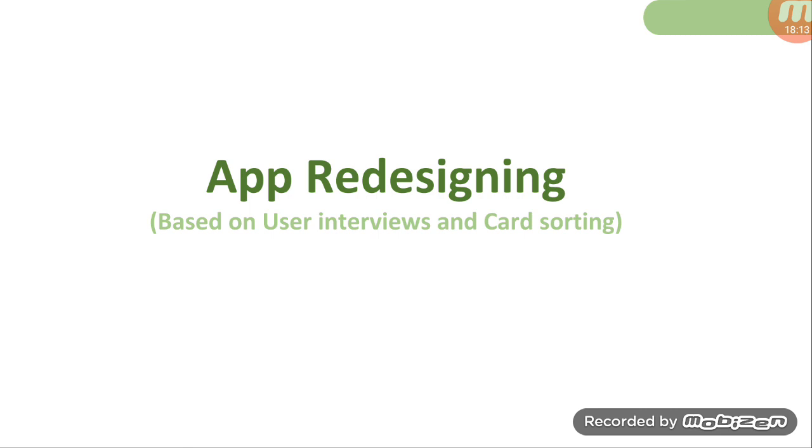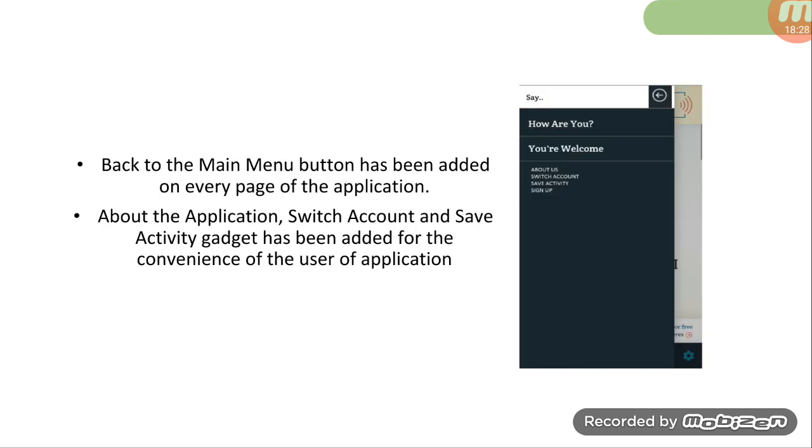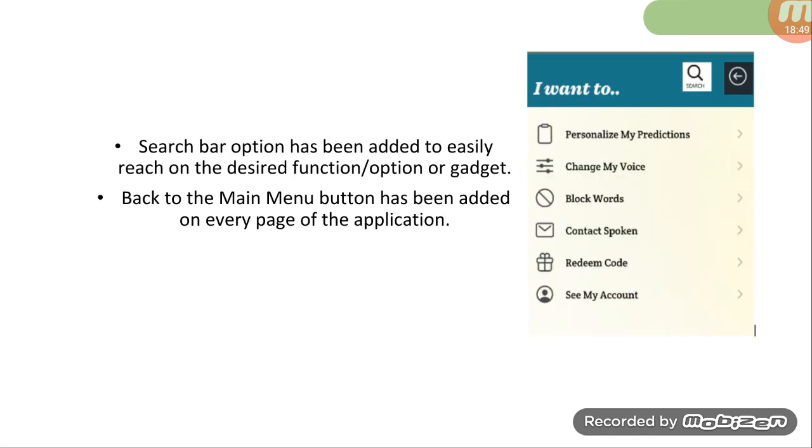Further, app redesigning according to the interviews and card sorting. The home button and main menu have been added at the top of the screen for the ease of the user. A back to the main menu button has been added on every page of the application. About the application, switch account and save activity gadgets have been added for the convenience of the users. Next, a search bar option has been added to easily reach the desired function, option, or gadget.